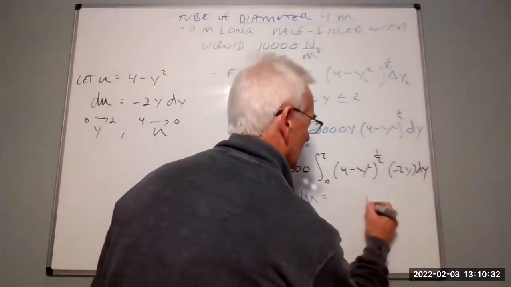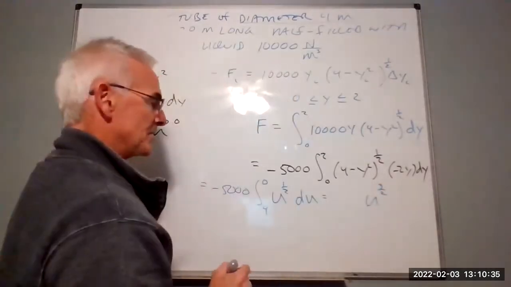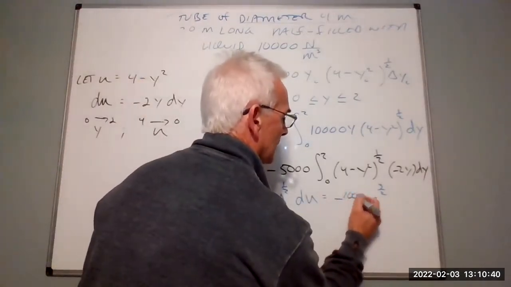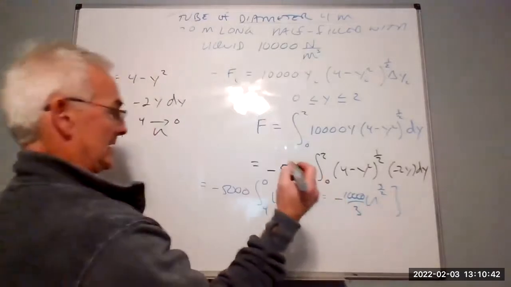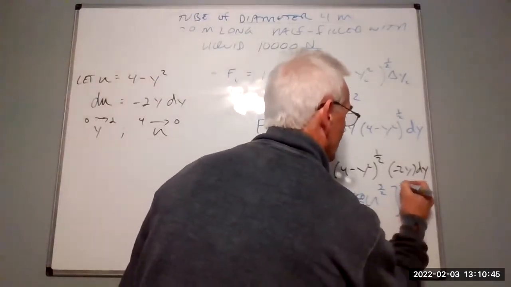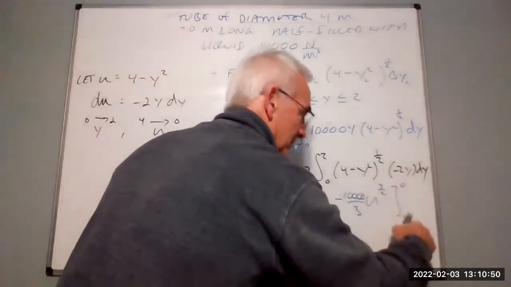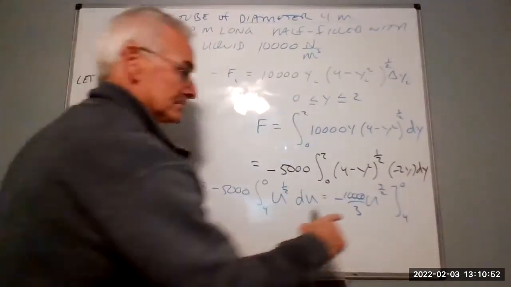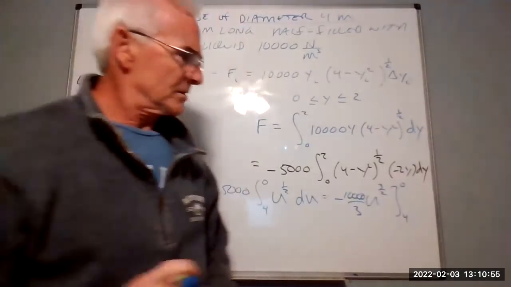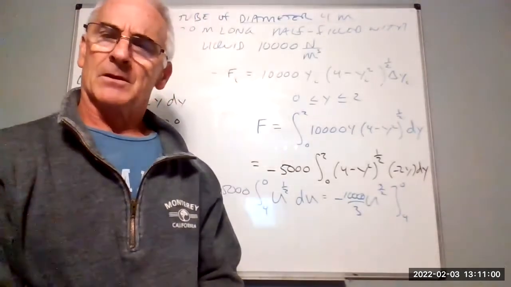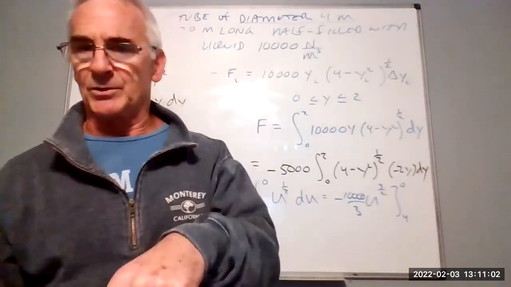u to the 1/2, so u to the 3/2 times 2/3. So times negative 10,000 thirds. And I'm going from 4 to 0. Now, because of the negative, this answer is going to come out positive. Okay. What is 4 to the 3/2 power? Well, 3/2 would mean square root cubed. So 4 to the 3/2 is 8. Just 8. Yeah, that's nice.